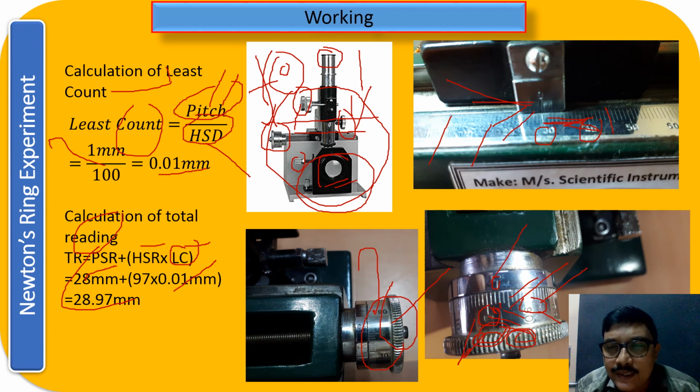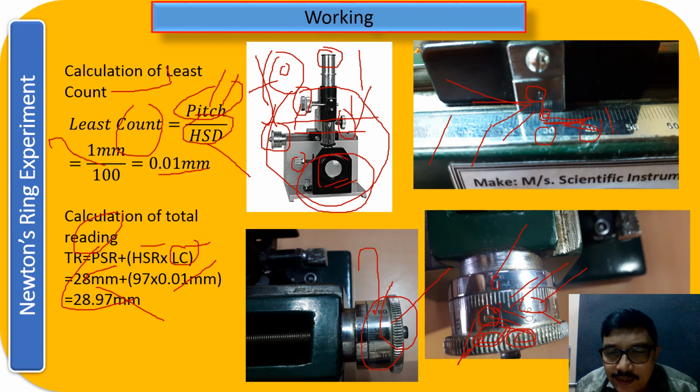So where should you take the reading? Here. So note down PSR here and HSR here. How to calculate PSR? See this 0th division. This is the reference. So imagine this reference is between, let's say, 28 and 29. What is the lower value? 28 mm. So 28 mm is the PSR.